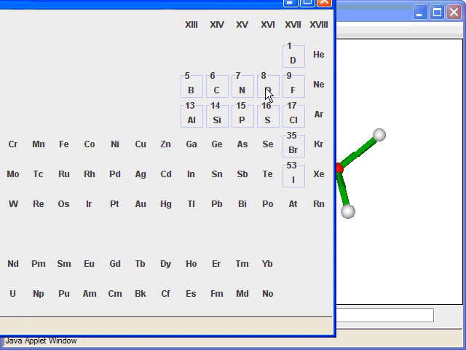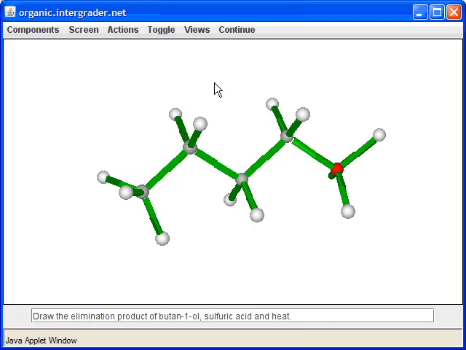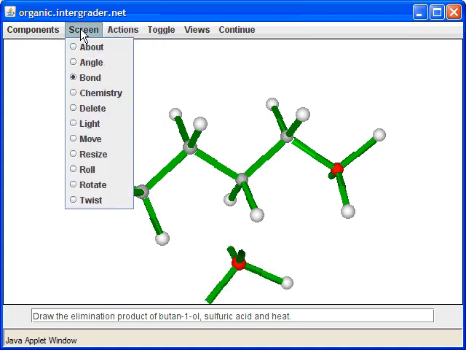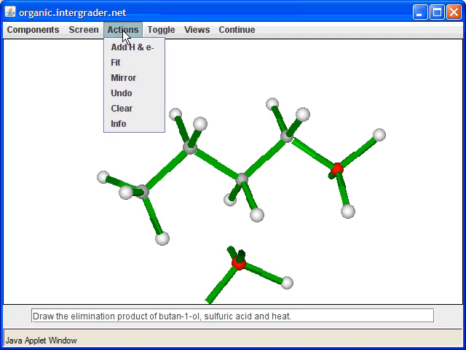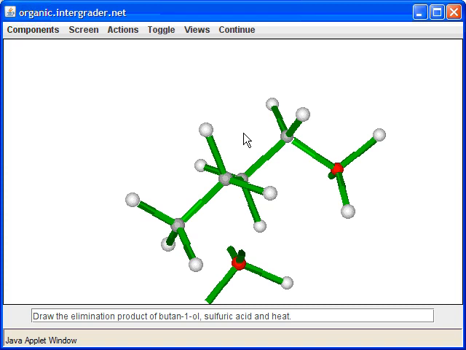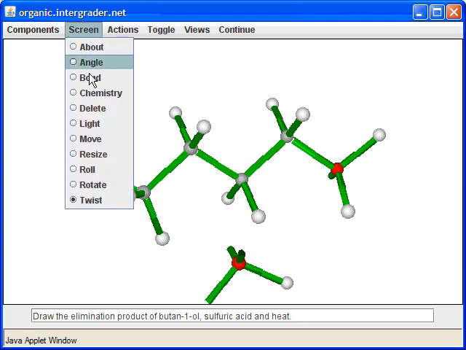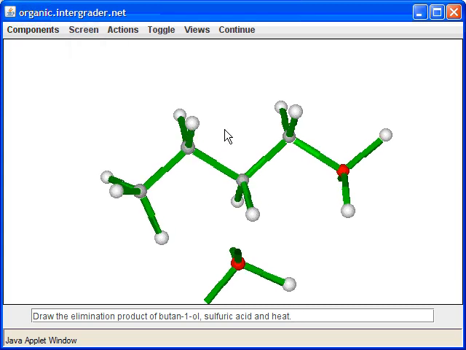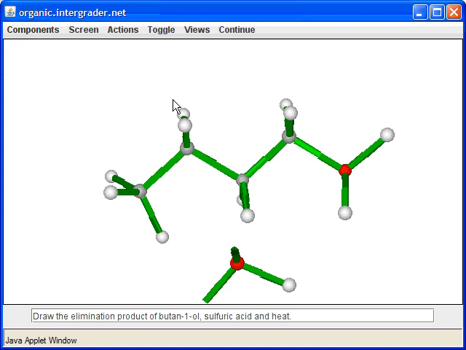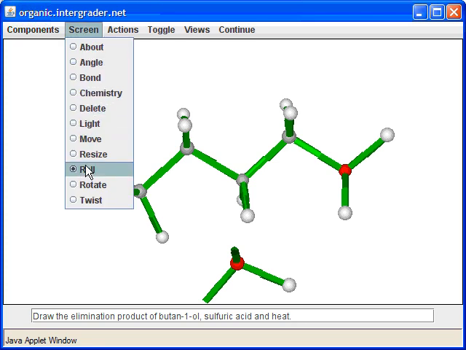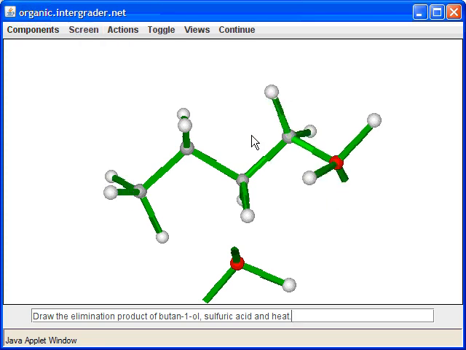bring in water, because this reaction with sulfuric acid in there is done in water. Let me put my water down here, and let me add my hydrogens. You should remember that in an E2 reaction, let me move this around right here so we can get everything in the right conformation. Let me twist up here.